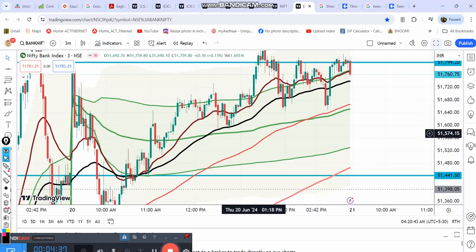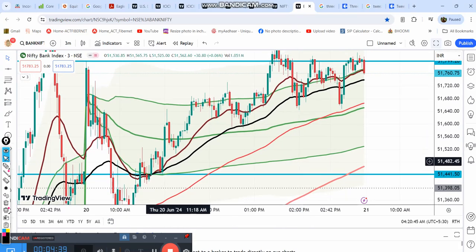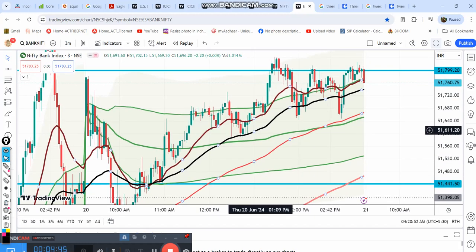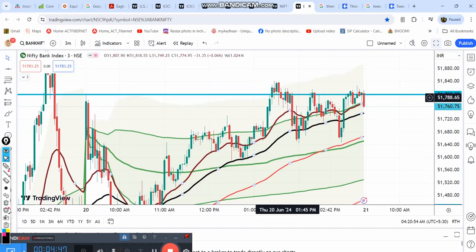So this is the analysis of the Bank Nifty. So there is a rejection at this point actually here.